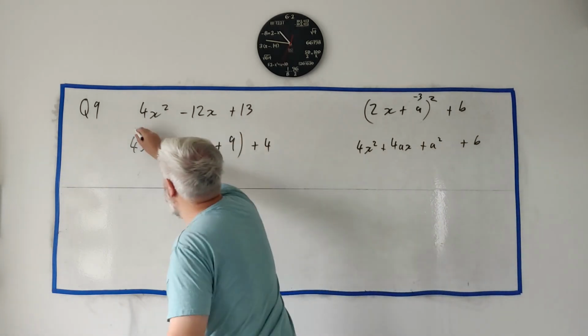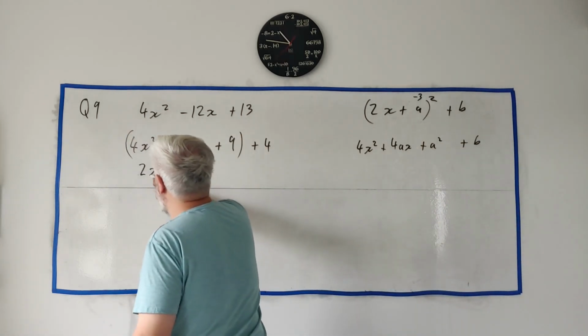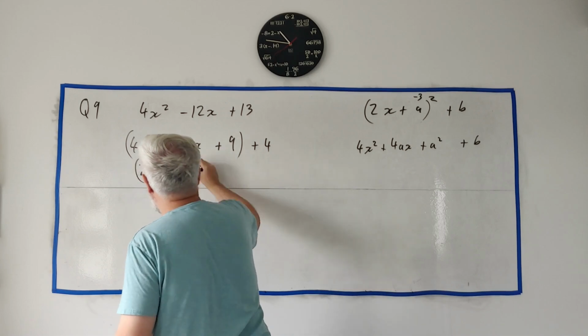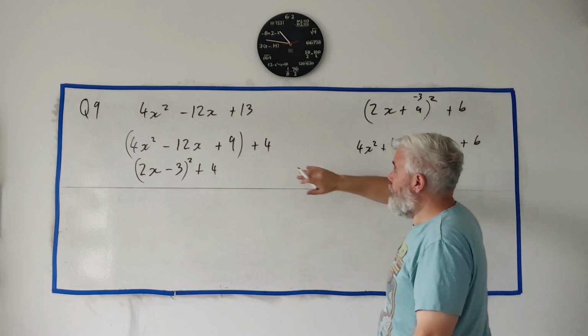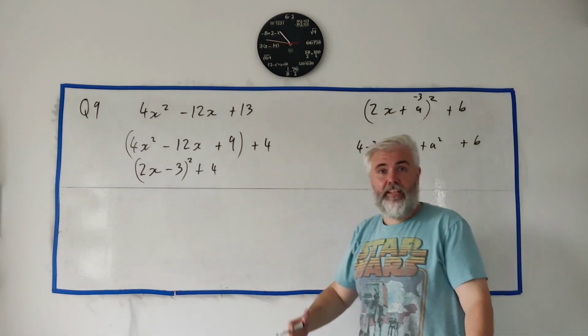So again, this guy, put a bracket around him, he shrinks back down to 2x minus 3 squared plus 4. That's where I was getting that from. This guy becomes this here. That's it for part A.